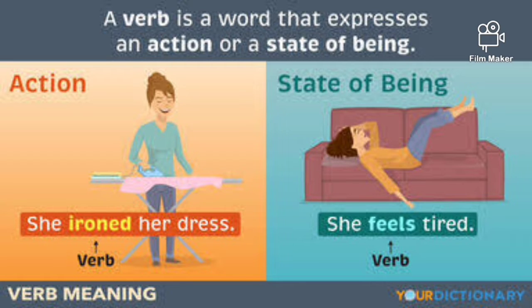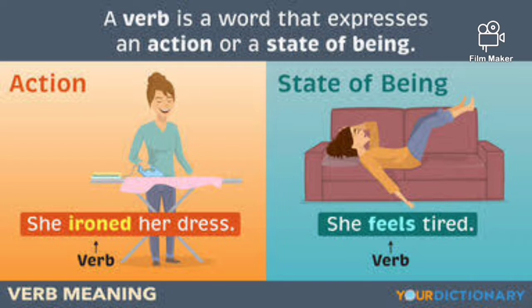In the first sentence, she ironed her dress. So, it is an action word. Second sentence, she feels tired. Here, feels also indicates a verb. She is feeling very tired. That is her state of being, her condition. So, both action words and states of being can be represented through verbs. By now, I think you might have got a clear idea of what a verb is, right?